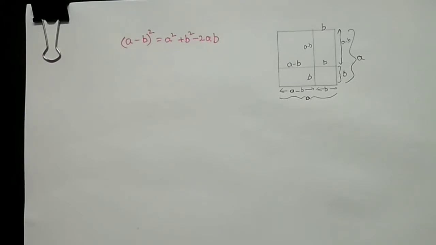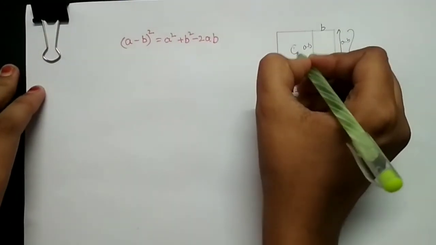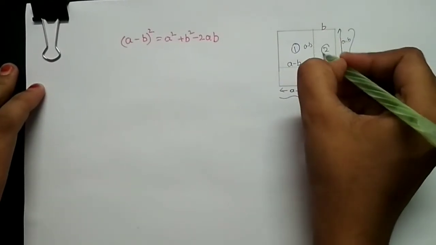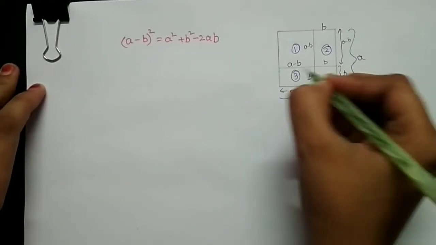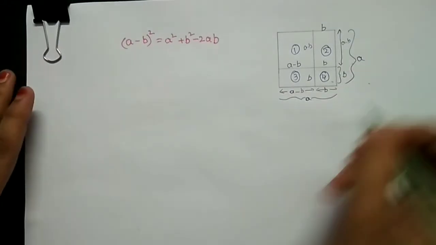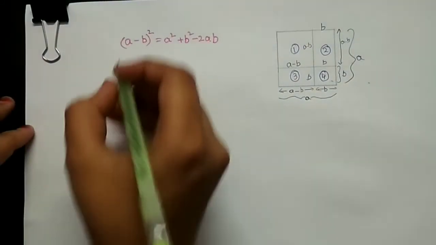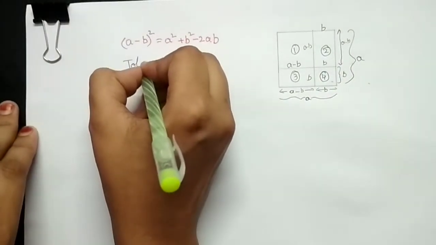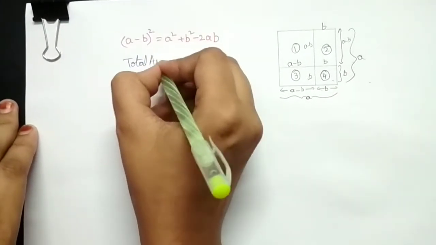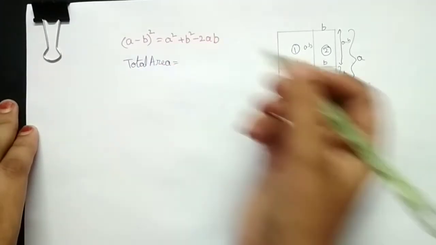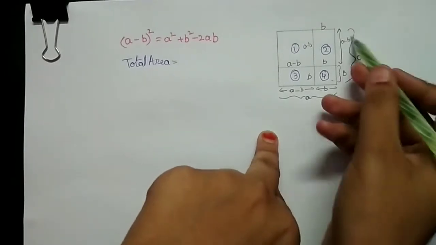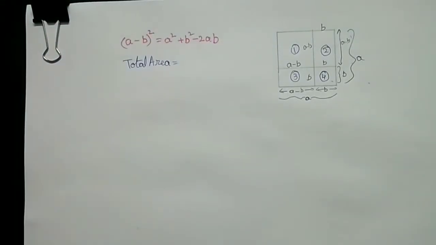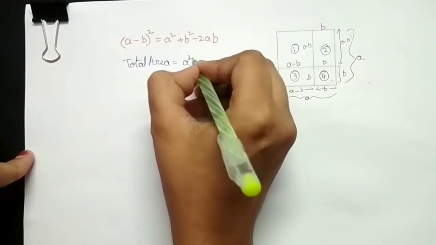So let's divide this also into four parts, that is first part, second part, third part, and fourth part. Now let's take the total area of the square. This is a square of side A. The area will be A square.